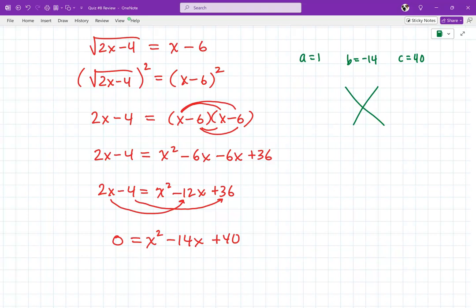Okay, so on the top, I put a 40. On the bottom, I put a negative 14. The two numbers that will multiply to positive 40 and add up to negative 14, that's a negative 4 and a negative 10. I don't have to divide them because A is 1. So my factor is x minus 4, x minus 10.